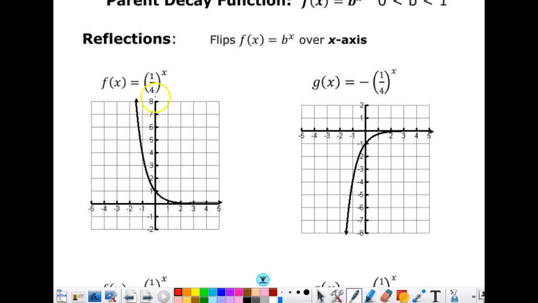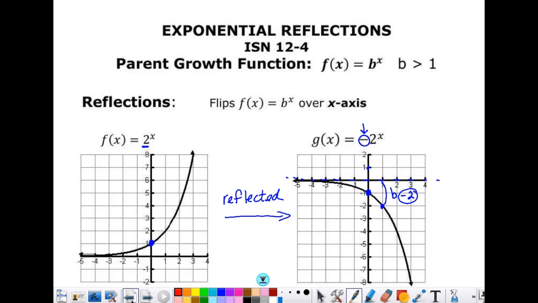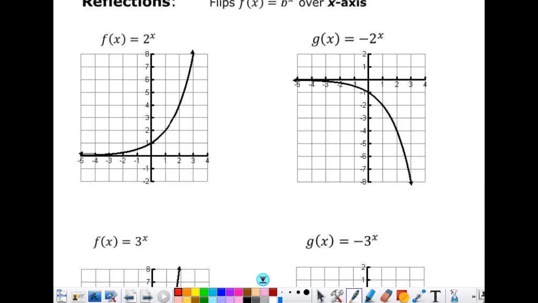So this graph right here, is this growth or decay? That's decay because it's decreasing. But wait a minute, I'm not on the right page. I've got to go over one more. There we go. Okay, now let me ask the same question. Is this growth or decay? That's growth, because it's increasing as your x is increasing.